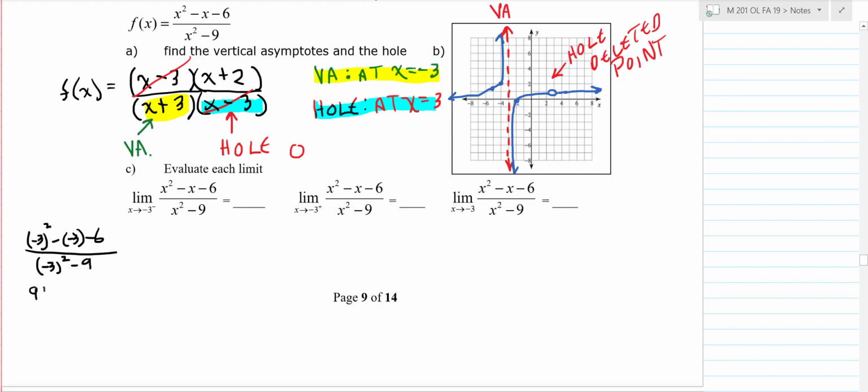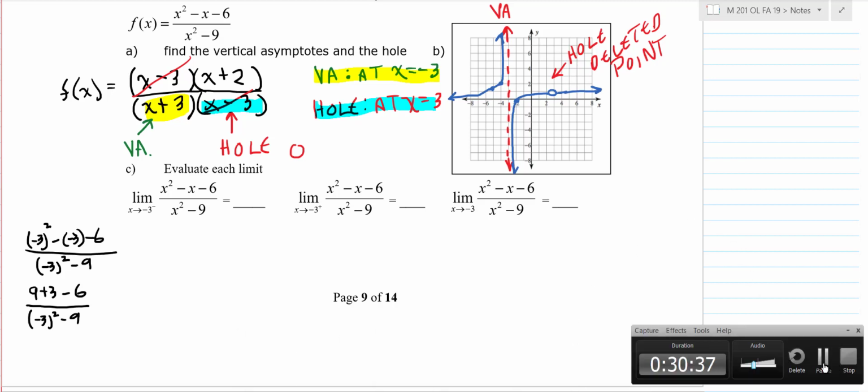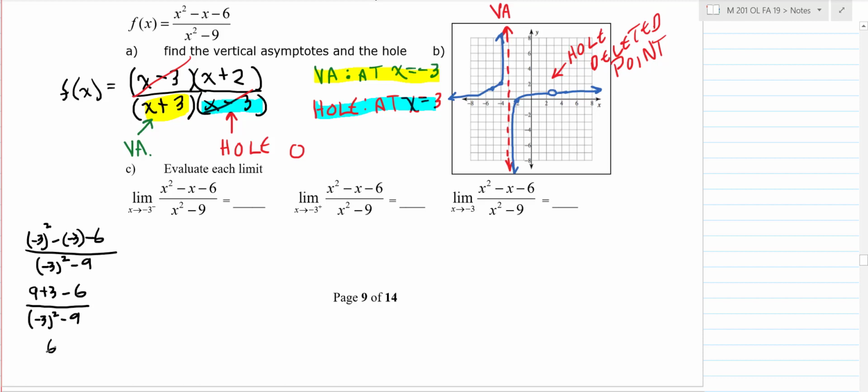So we'll have 9 plus 3 minus 6. And then the denominator, I'm going to have negative 3 to the second minus 9. Okay, so it looks like you get 6 over 0. So that doesn't necessarily mean the limit's not going to exist. We know that's undefined when you plug that in. So the way that you would want to do this is you would want to go ahead and simplify this.